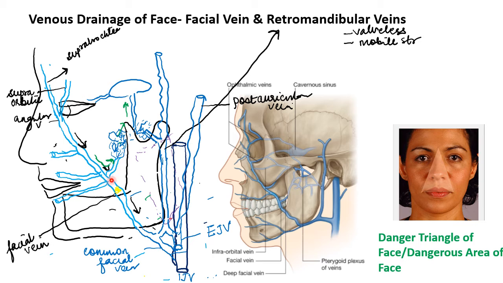The deep facial vein, which is lying over the buccinator, forms a communication between the facial vein, which is a superficial venous system, as well as the pterygoid venous system, and ultimately the cavernous venous sinuses. This pterygoid venous plexus is connected to the cavernous venous sinuses by emissary veins which are moving through the foramen ovale as well as the foramen lacerum.